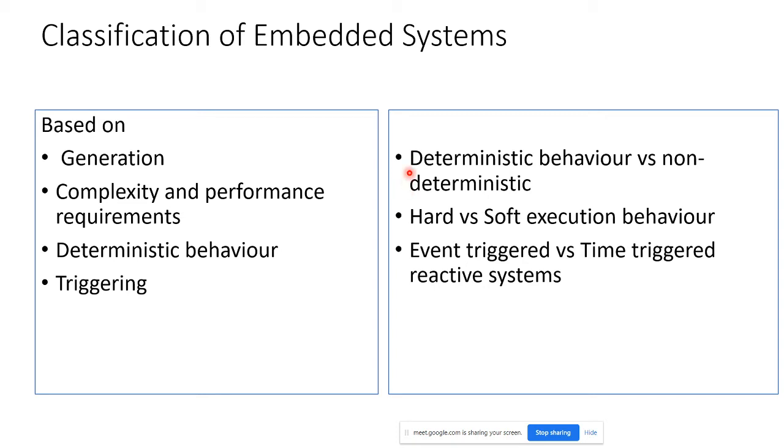Your embedded system can still have non-deterministic behavior, but those will be very non-critical embedded systems. Most embedded systems fall under deterministic behavior, which means that it cannot go wrong. If I press button 3 in my lift, it has to take me to floor 3. It cannot take me to floor 4.